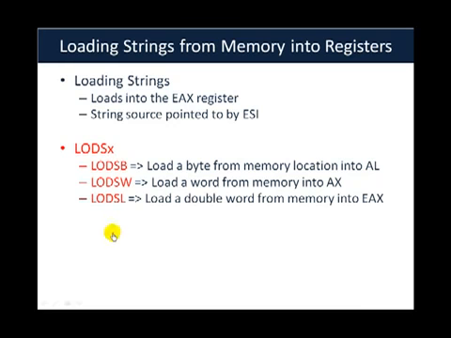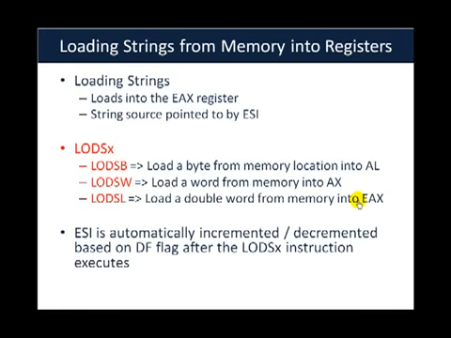As expected, LODSB, LODSW and LODSL stand for a 1 byte transfer into AL, a 1 word transfer into AX, and a double word transfer into EAX. Point to be noted once again is that ESI is automatically incremented or decremented based on the DF flag after the LODSX instruction executes. This is something you need to remember for all these string instructions: ESI and EDI will be automatically incremented or decremented. Now let's quickly look at a demonstration using the LODSX series of commands.